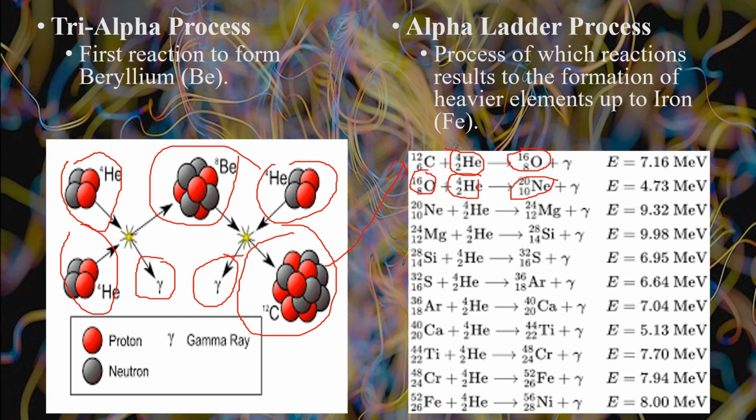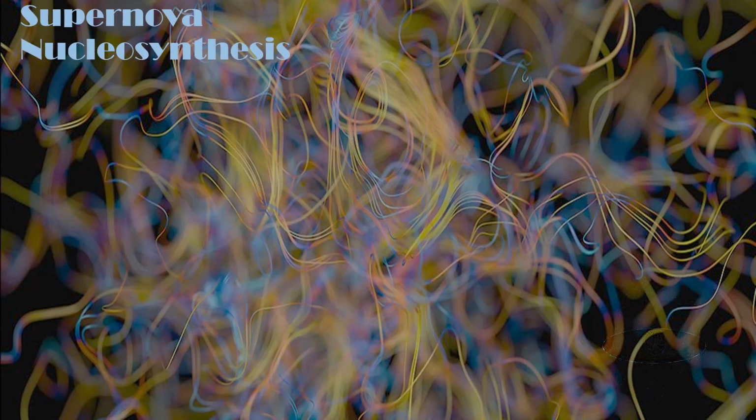As you can see, as we add helium to the newly formed elements, the heavier the elements produced. So that is what we call the alpha ladder process. It's just like a ladder of helium in order to produce another element up to iron.